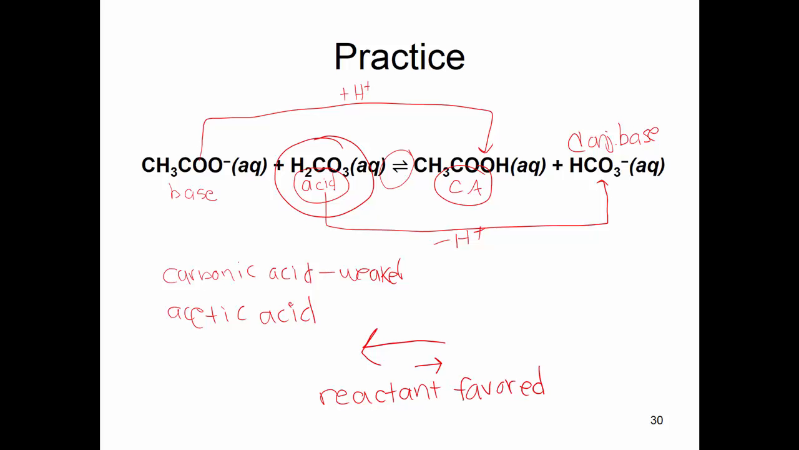Okay, so label your reaction, your acid, your base, your conjugate acid, and conjugate base, and then compare your acid to your conjugate acid, or just compare your acids and see which one is weaker. Okay, and the one that is weaker, that's the way the equilibrium is going to lie. Okay, and so in this situation, carbonic acid's weaker, therefore this is a reactant favored reaction, and your arrow would be larger towards your reactant side.